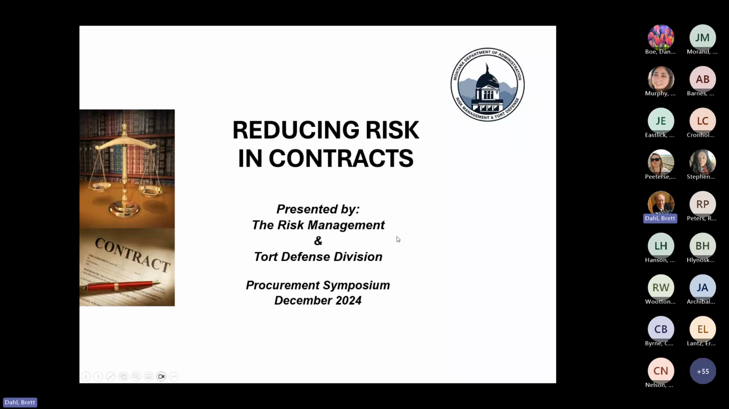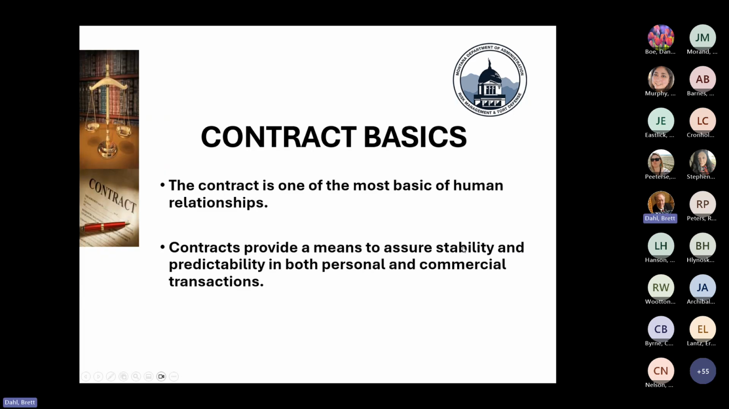So again, what we're talking about today is reducing risk in contracts. And by way of a backdrop and a preamble to our more in-depth discussion of specific provisions, just to remind you that the contract, and you all know this, is one of the most basic of human relationships. It's a means to assure stability and predictability in both our personal and commercial transactions.